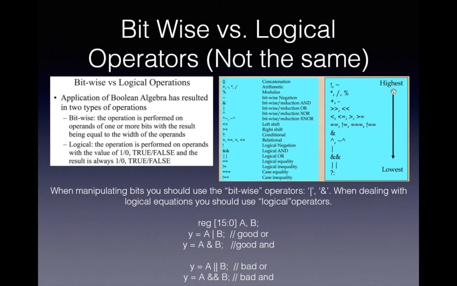How it is different is that the hierarchy of operations, as you can see on the right-hand side, is different. A bitwise operator has a different hierarchy than a logical operator. So just be disciplined. When you're twiddling bits, use the bitwise operators. When you're doing logical operations, use the logical operators.